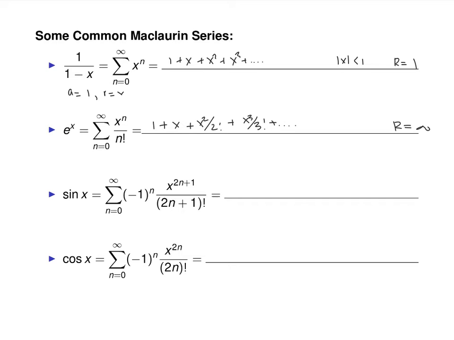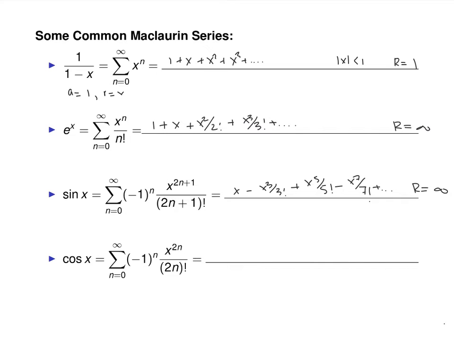And then sine of x is all of the odd powers, and it's an alternating series. So this one will start with x, and then be minus x cubed over 3 factorial, plus x to the 5th over 5 factorial, minus x to the 7th over 7 factorial, etc. That also has radius of convergence infinity. And you can verify that for both of those functions using the ratio test if you wanted to.